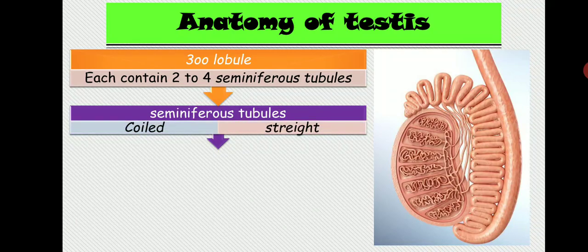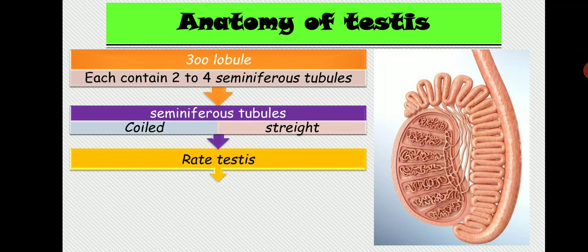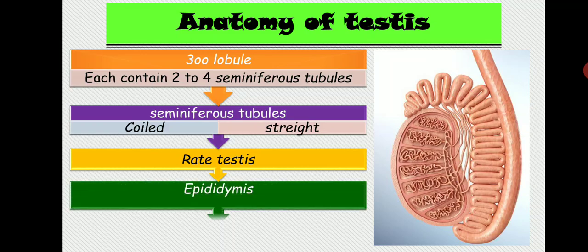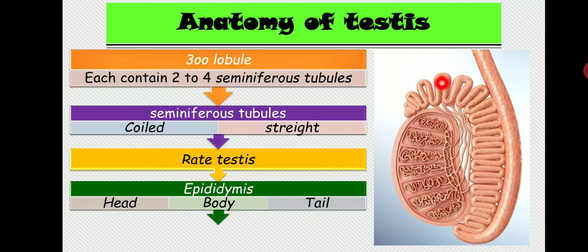After that you can see these are the seminiferous tubules that are shown over here, right? After that this portion is known as the rete testis. So after the seminiferous tubule there is the rete testis, and after the rete testis there is the epididymis. This entire structure is known as the epididymis, and this epididymis has a head, body and tail. This one is the head, this portion is the body, and the lower portion is the tail.